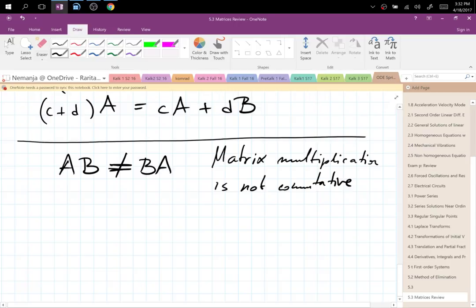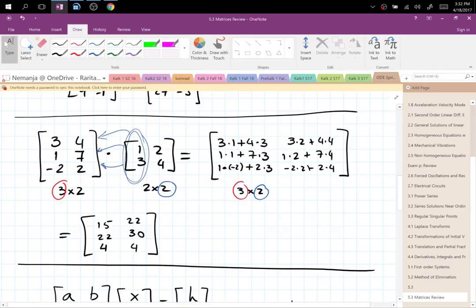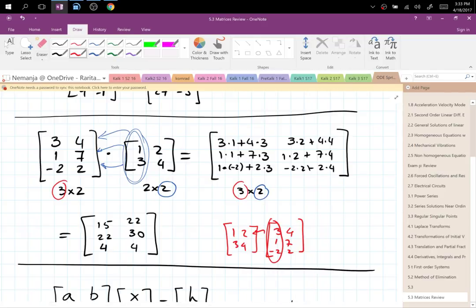Remember what we had earlier as an example for multiplication here? Right? So now if you are to swap these matrices and put 1 2 3 4 times 3 4 1 7 negative 2 2, well, these 3 cannot go onto these 2 because it doesn't match, right? You go 3 times 1 and then 1 times 2, and then negative 2 has nothing to multiply into. So it's not commutative. You have to be careful about that.